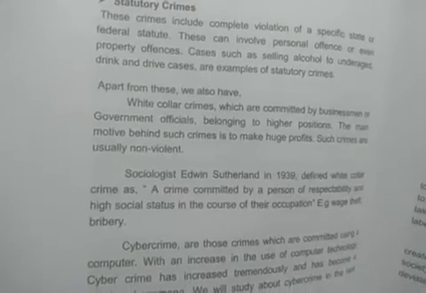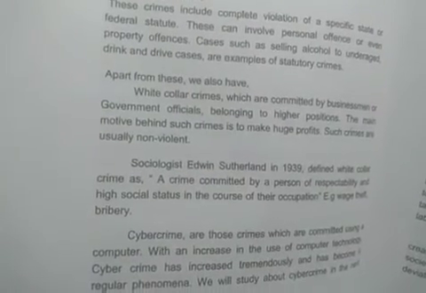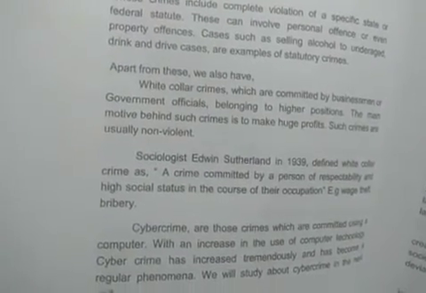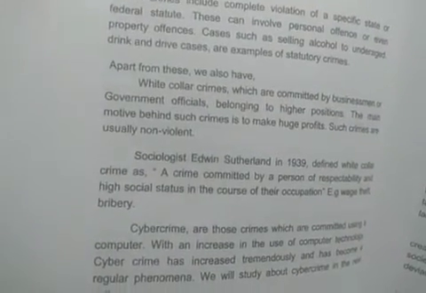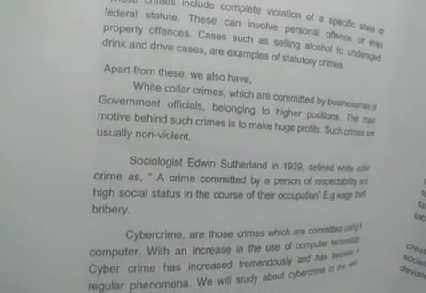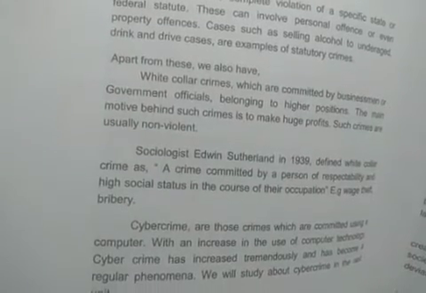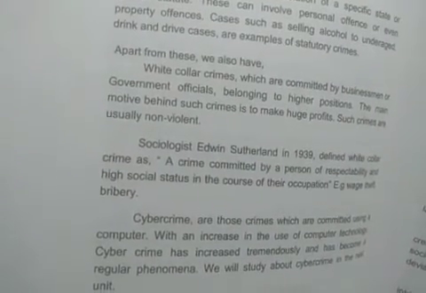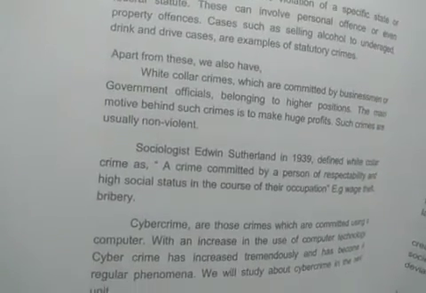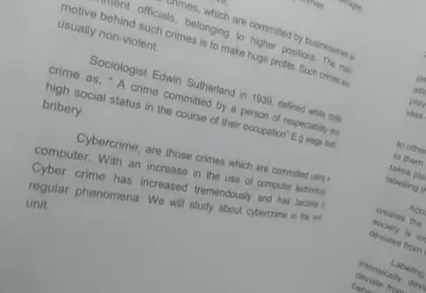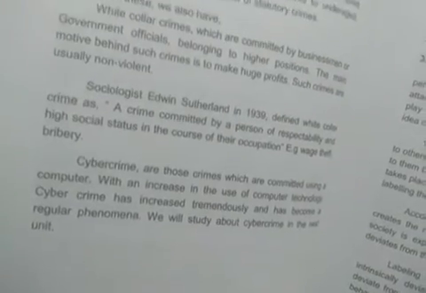Apart from this, we also have white-collar crimes which are committed by businessmen or government officials belonging to a higher position. The main motive behind such crimes is to make huge profit. Such crimes are usually non-violent. Sociologist Edwin Sutherland in 1939 defined white-collar crime as a crime committed by a person of respectability and high social status in the course of their occupation.